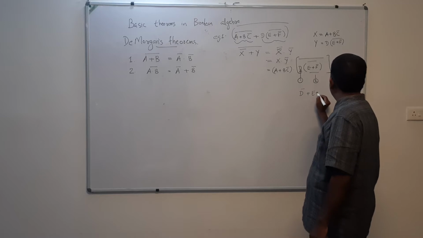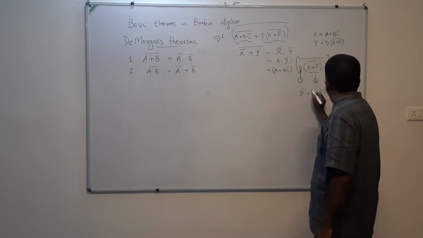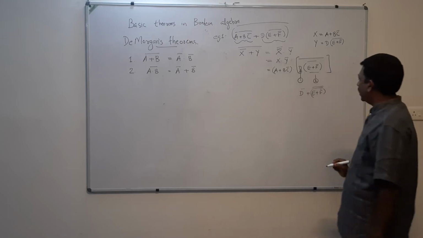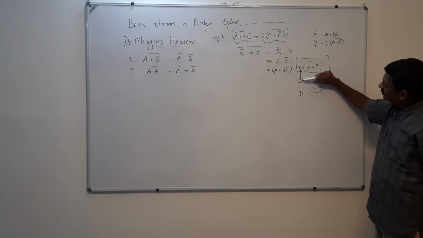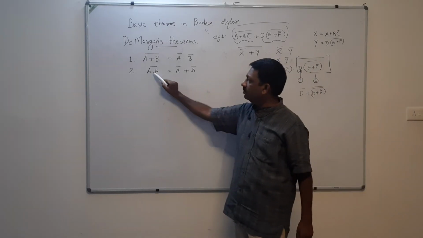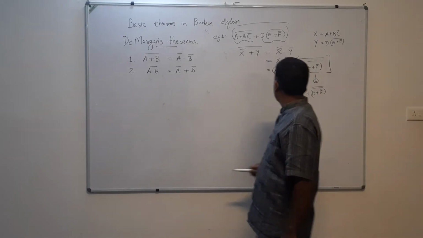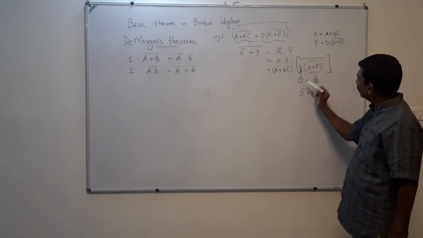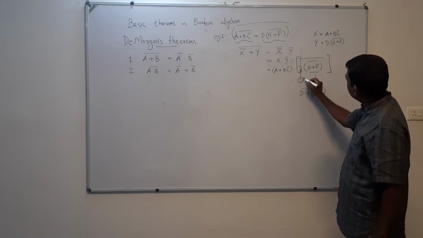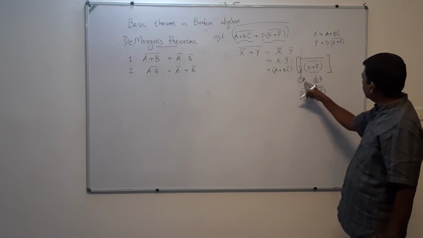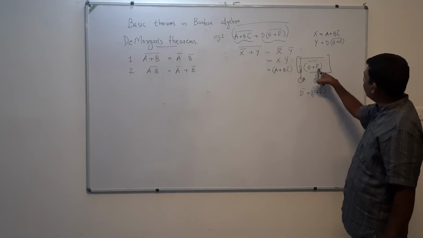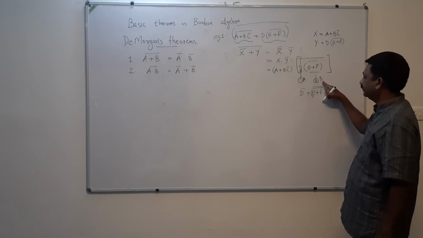That means E plus F bar the whole bar. That is, A dot B the whole bar is equal to A bar plus B bar. Here D dot first one, treat this as A, and second one as B. Here the second one is E plus F bar the whole bar, which is B.